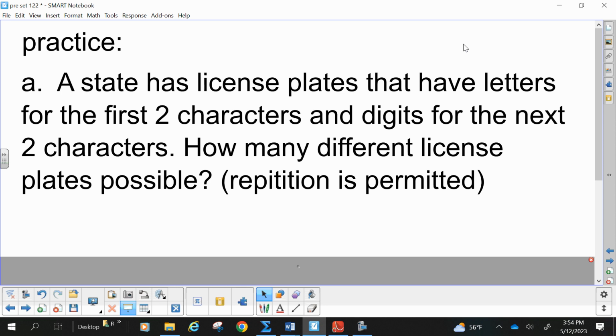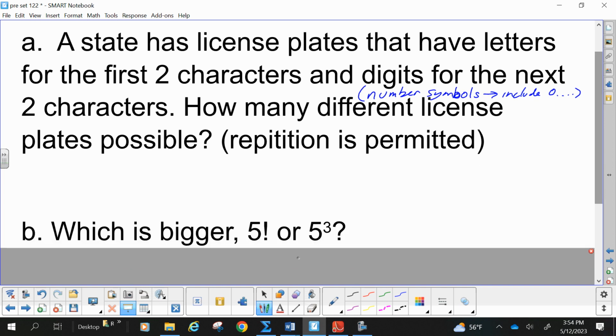When I say digits, that means number symbols. How many number symbols are there? If we include 0, although some license plates don't include 0 because it looks like an O, but I'll include 0. You should be working this problem, not waiting for somebody to do it for you, including multiplying. Now you can use your calculator or your phone.